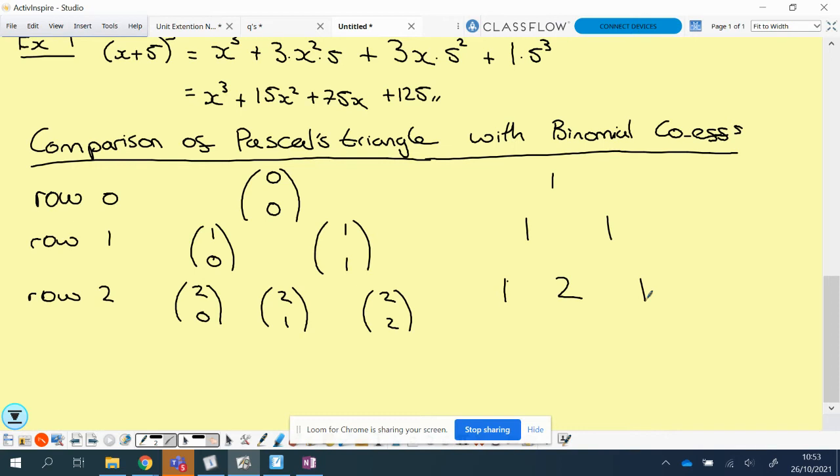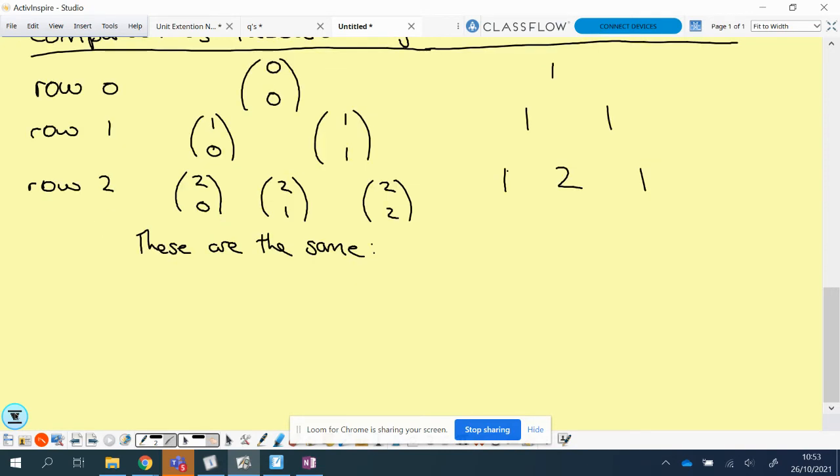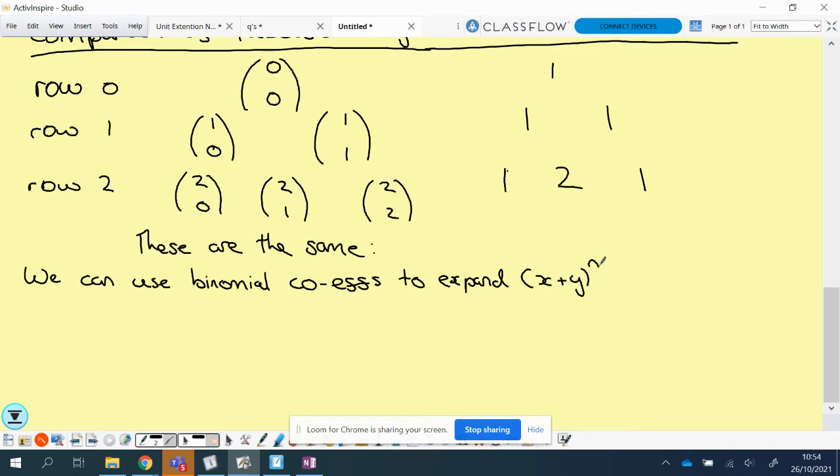Okay, so as these are the same, what that means for us is that we can use binomial coefficients to expand a bracket of the form x plus y to the power n.